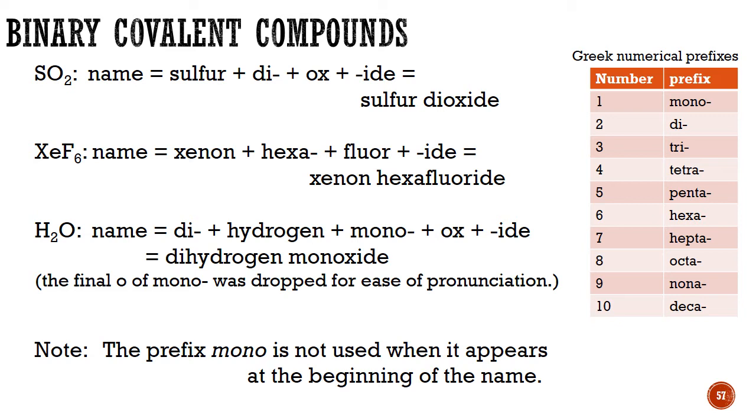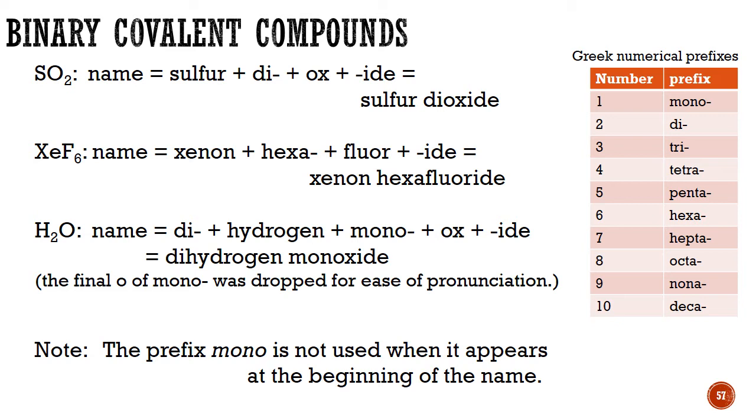Okay, now xenon and fluorine. So what would be the name? Xenon hexafluoride, because there are 6 fluorides. H2O, of course, that's water, but let's put it together with its official name. Well, there are 2 hydrogens, so that's dihydrogen. And there's only 1 oxygen, so we say monoxide. We kind of drop that O to make it easier to pronounce. So H2O is also called dihydrogen monoxide.